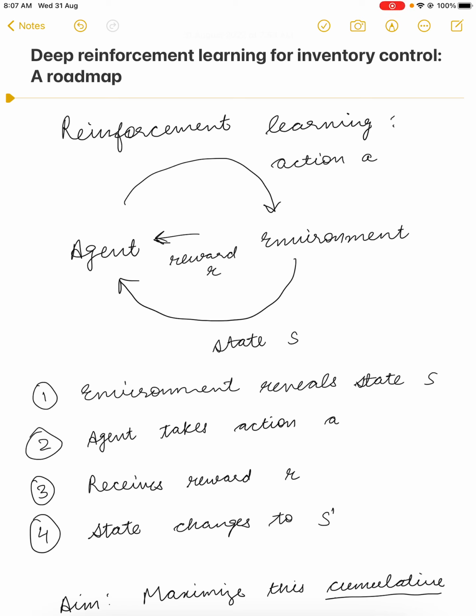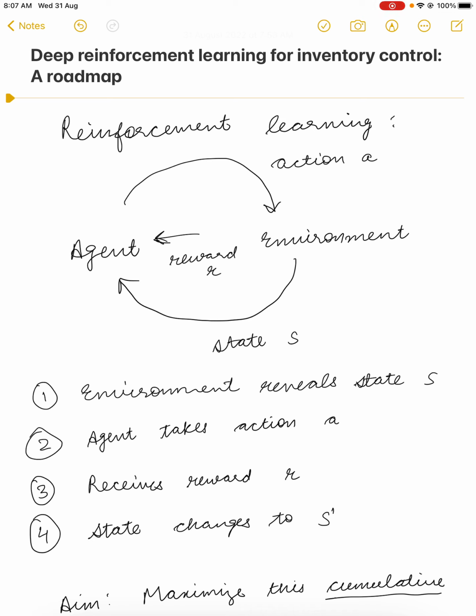In this video lecture, we'll be discussing a paper published in EJOR, and the title of the paper is Deep Reinforcement Learning for Inventory Control, a Roadmap. So I'll start with what reinforcement learning is.